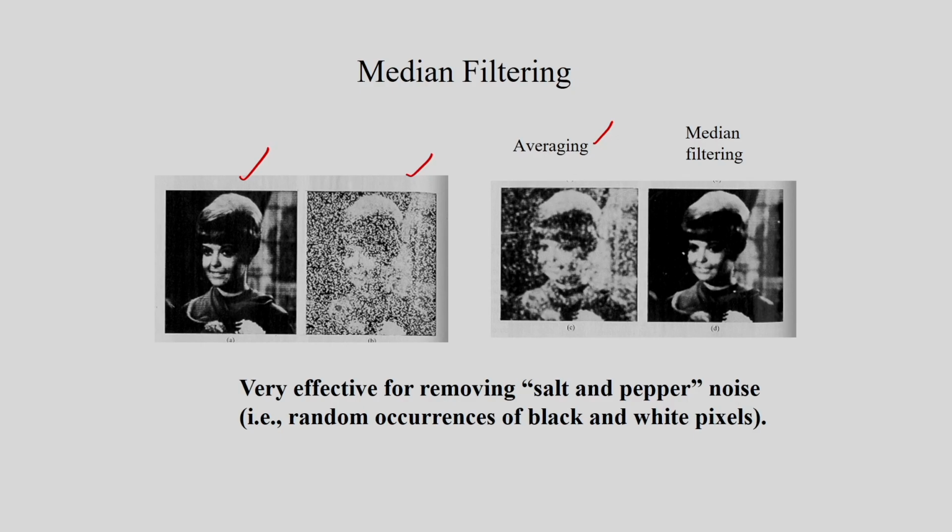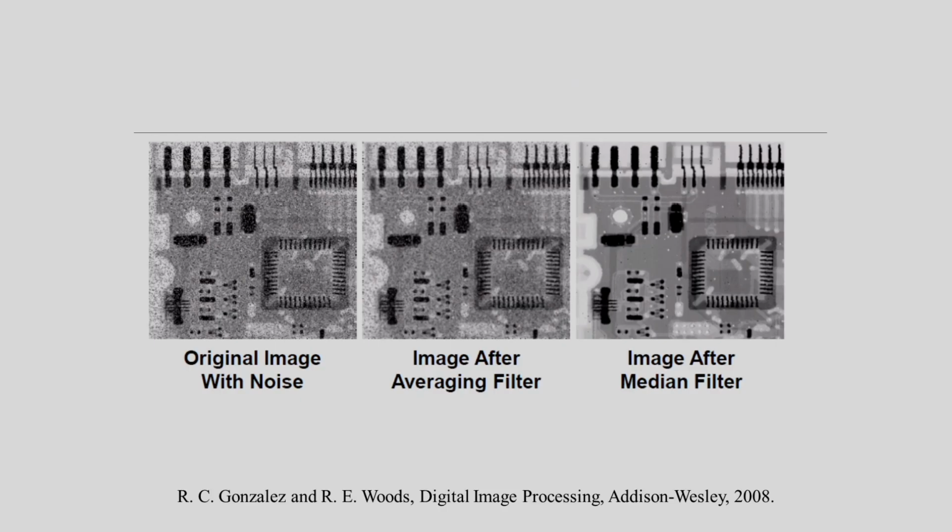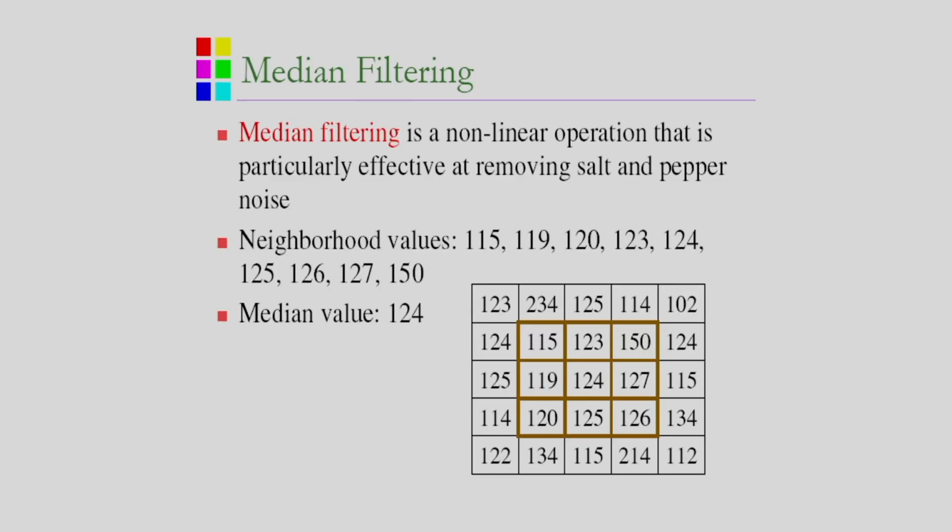So this median filter is very effective to remove salt and pepper noise. And here also I have shown one example, the original image with noise, and in the first case I am applying the averaging filter, that is the output of the averaging filter. In the second case I am considering the median filter. You can see the distinction between these two images. One is the averaging filter, another one is the median filter. So I think the median filter gives better result as compared to the averaging filter. And how to apply the median filter?